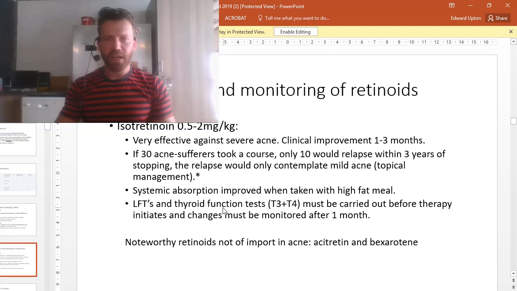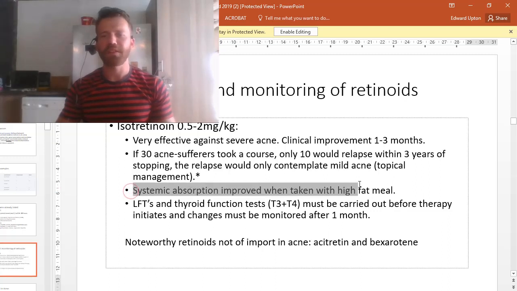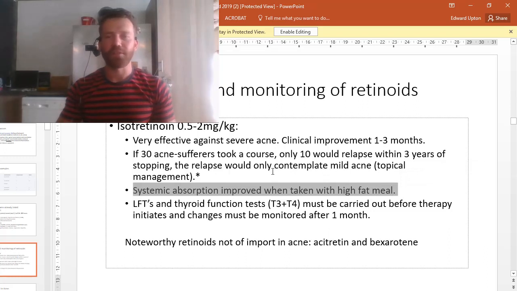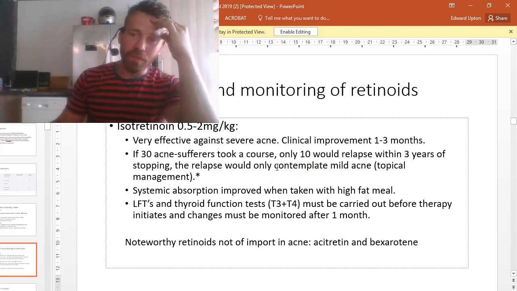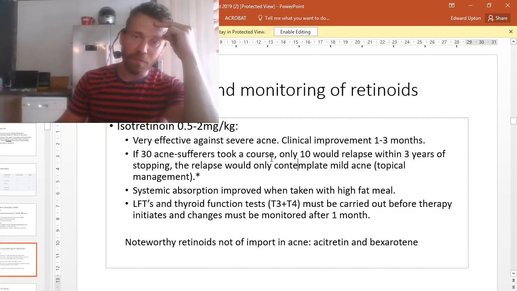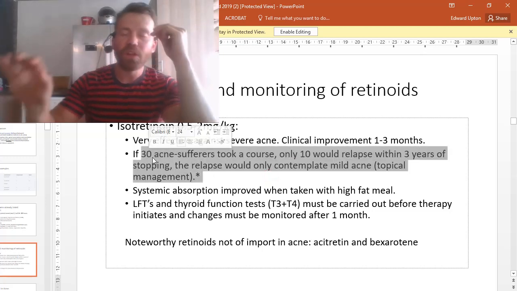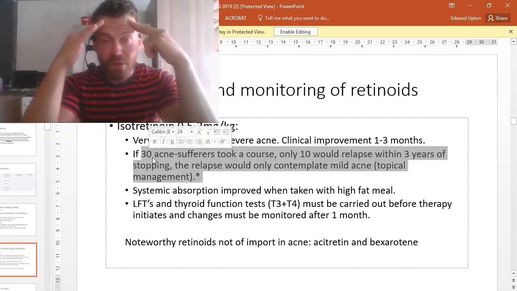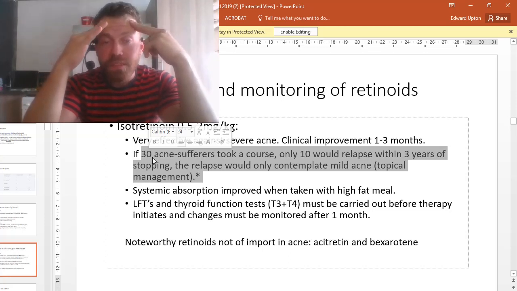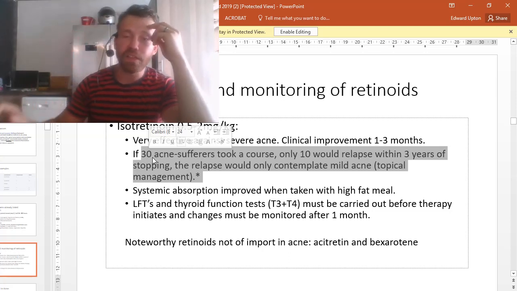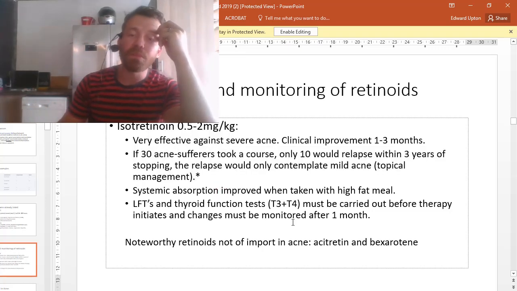Will I go into all of this now? Not really. The only thing interesting I want to mention here is maybe that the absorption is increased with a fatty meal, which I always think is so interesting. So you have to eat your McDonald's with your isotretinoin. Very effective against severe acne, improvement in 1 to 3 months, and then there's only about a 33% of people who relapse, but generally speaking, a lot of people don't actually relapse, meaning that once you use isotretinoin, it's a very big chance that you won't have to use it again. But some people have such severe acne that they still need to use it for another cause. And some people still don't get the treatment or the outcomes they want.